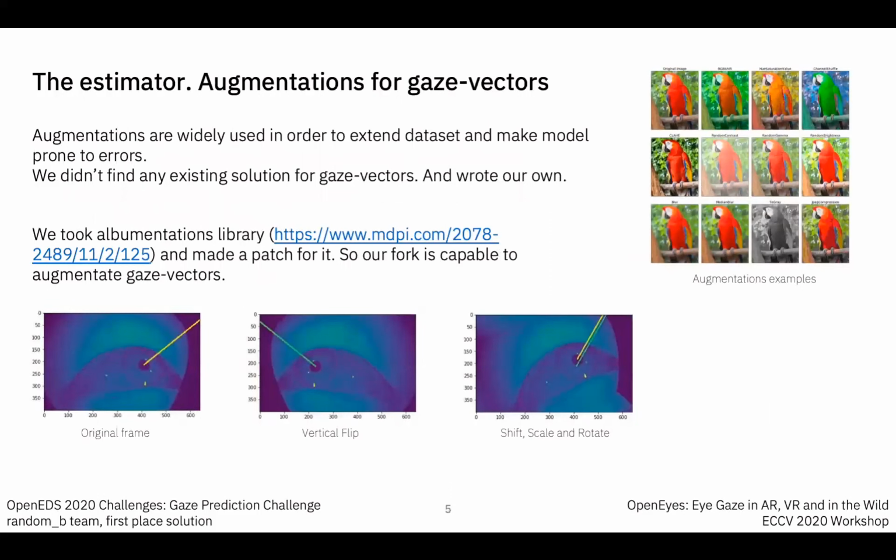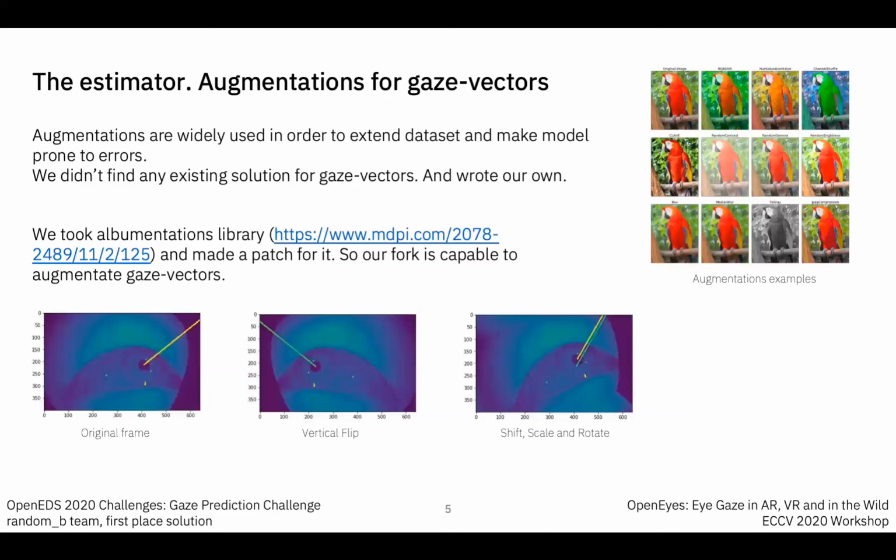Here our main idea was to use augmentations. Augmentations are widely used in order to extend the dataset and make the model robust to errors. They are mostly used as color augmentations and as geometry augmentations.